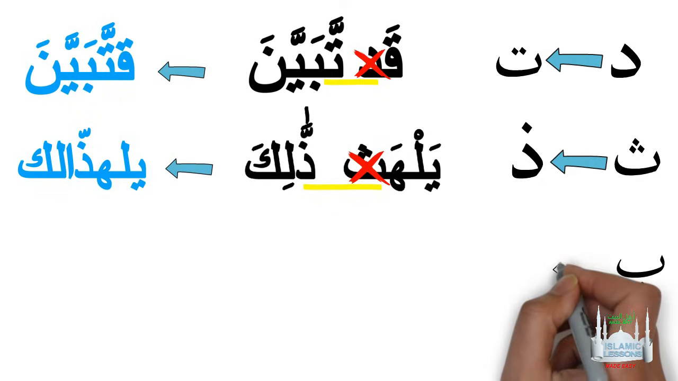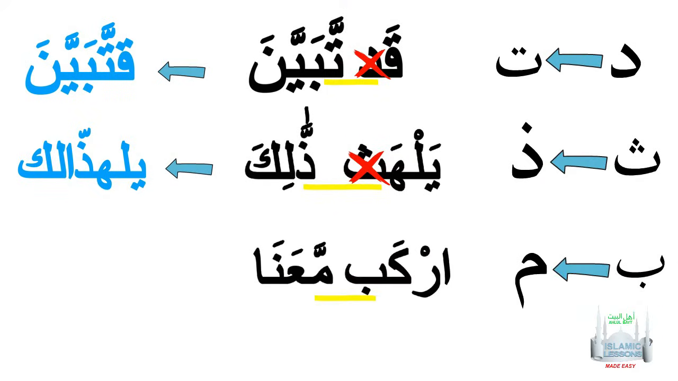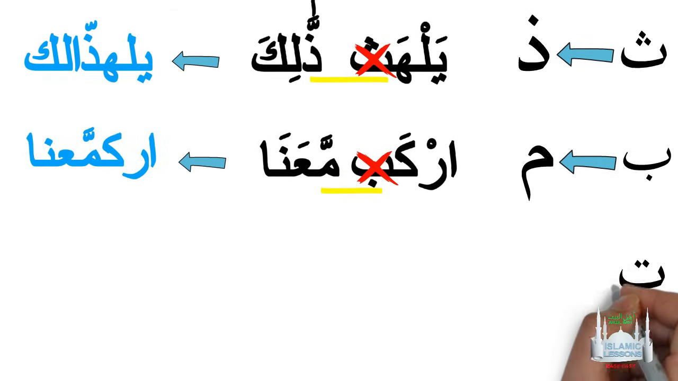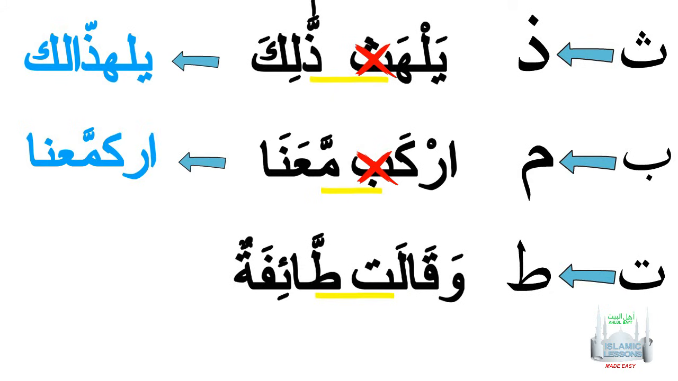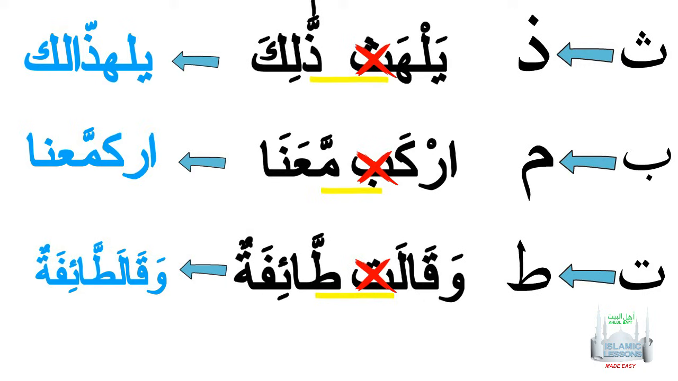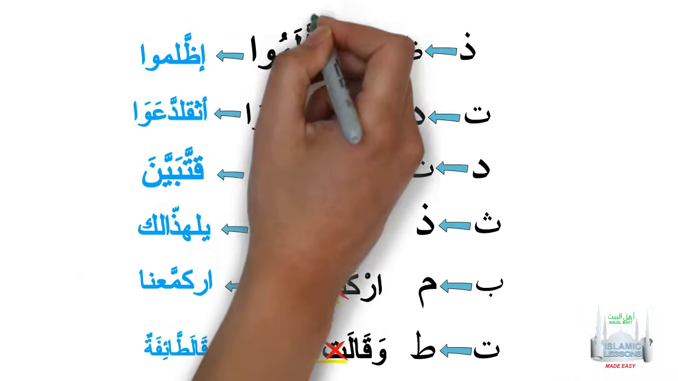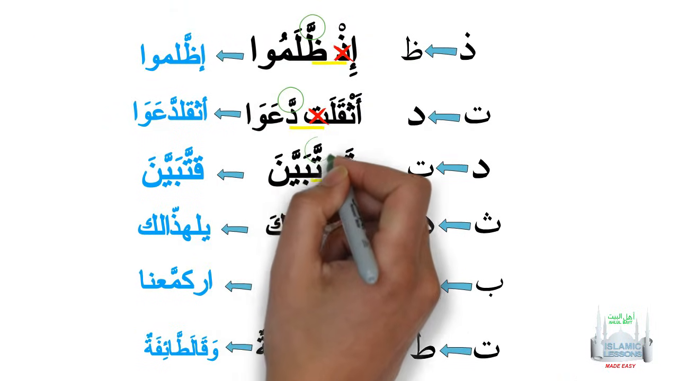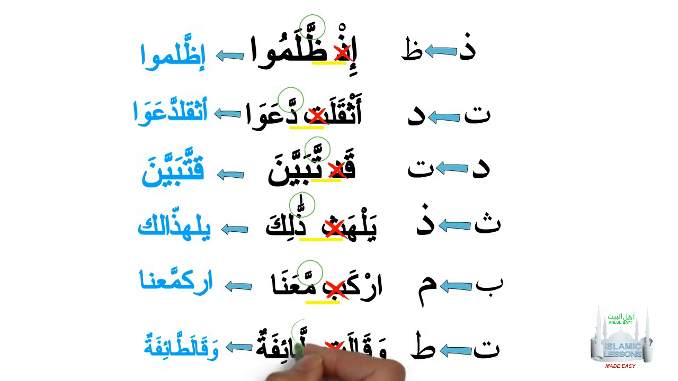Merging also happens to the ba and the mim. The ba gets dropped and is read as اركم معنا and not اركب معنا. Merging also happens on the ta and the tha. The ta gets dropped and it reads وقالت طائفة and not وقالت طائفة. Have you noticed in all these examples, the letter that is dropped, the next letter has a shadda? That's an easy way to remember them.